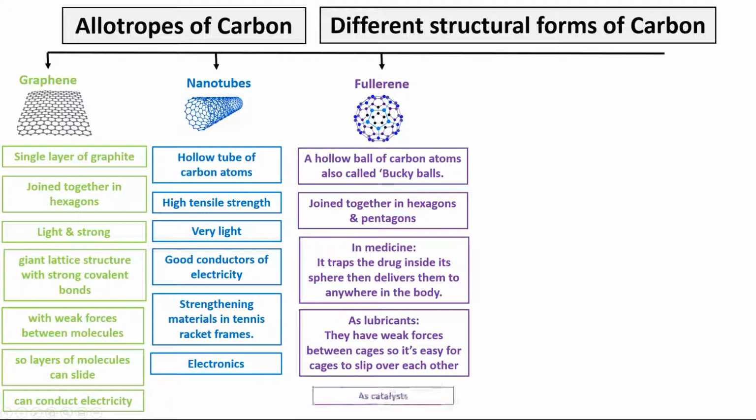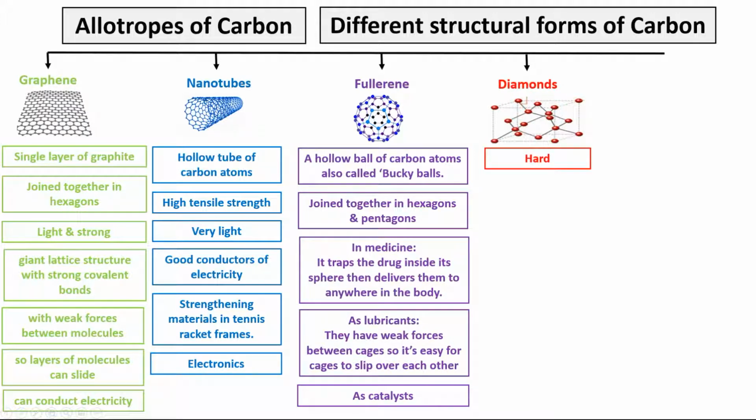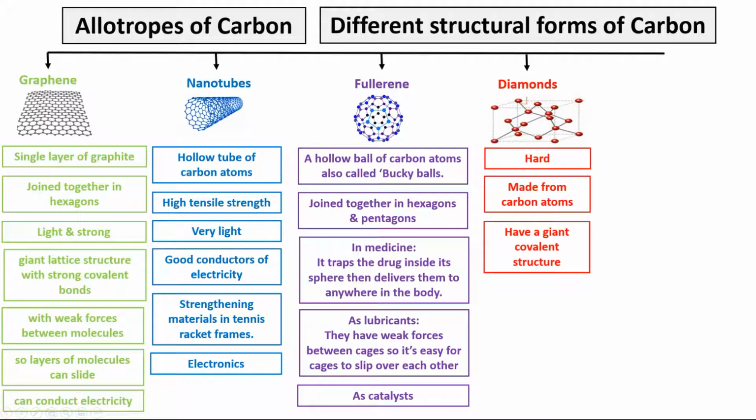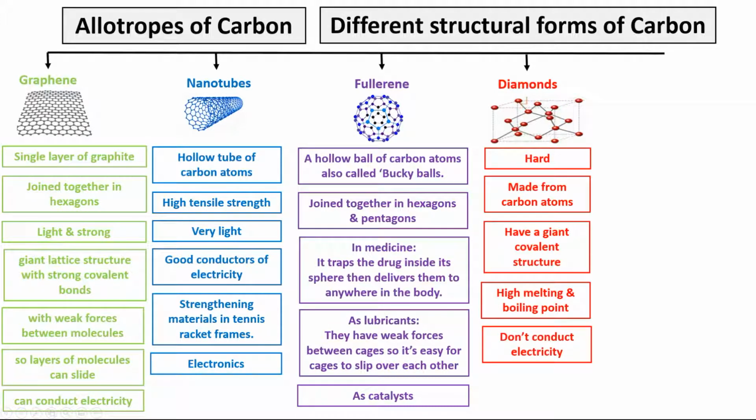Fullerenes can be used as catalysts. They increase the rate of a chemical reaction, but are not used up in the catalyzed reaction, and therefore can be reused. Diamonds are hard and made from carbon atoms, which have a giant covalent structure. Diamonds have high melting and boiling points, and they don't conduct electricity because they don't have any delocalized electrons.